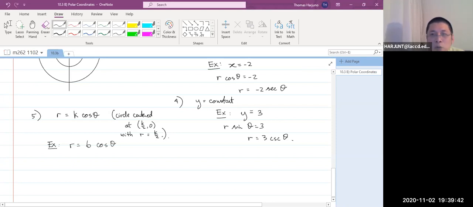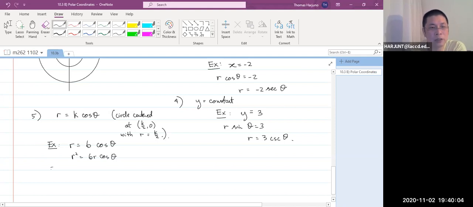I was planning to go a bit faster on this 10.3. Apparently today, if I want to give more details, we may have some big issue. I need to slow down to teach you how to graph. So r equals 6 cosine theta. I will multiply by r both sides. Not squaring both sides, no, I multiply by r both sides.